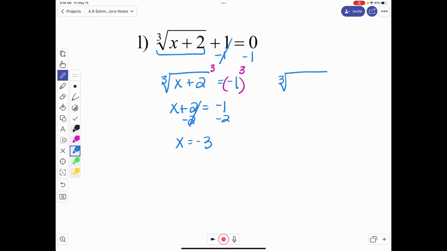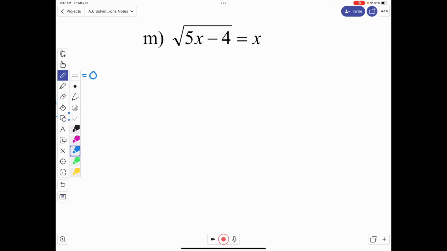We're going to plug back into the original problem. So I have the cube root of negative 3 plus 2, plus 1. I want to check and make sure that that does equal 0. So that's going to give me negative 1 plus 1. Well, the cube root of negative 1 is negative 1. And that does equal 0. Because I can take a cube root of a negative number. So you can take odd roots. So you just can't take even roots.